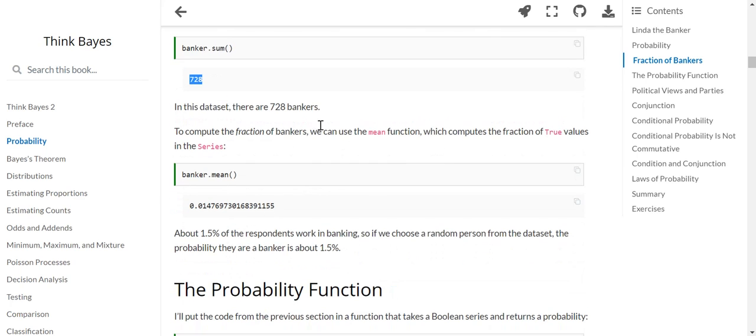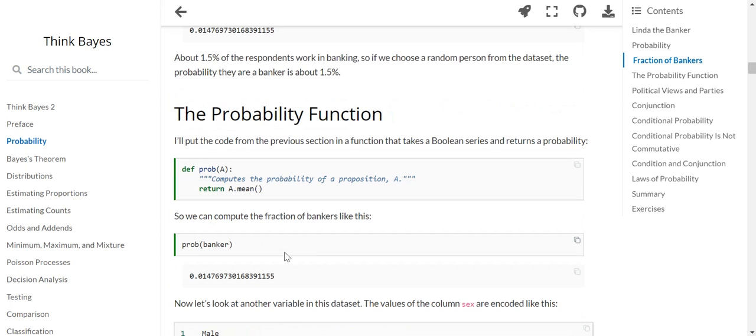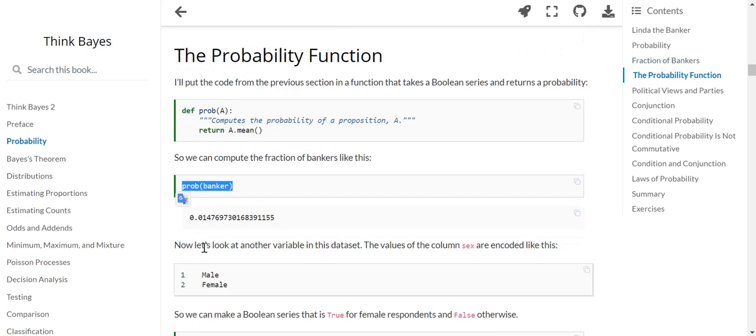To compute the fraction of bankers, we can use the mean function. So approximately 1.5% of the respondents are bankers. If we choose a random person, the probability that they are a banker is this. Makes sense. Now he's creating a function to compute the probability. If you give a particular occupation, it returns what the probability is.